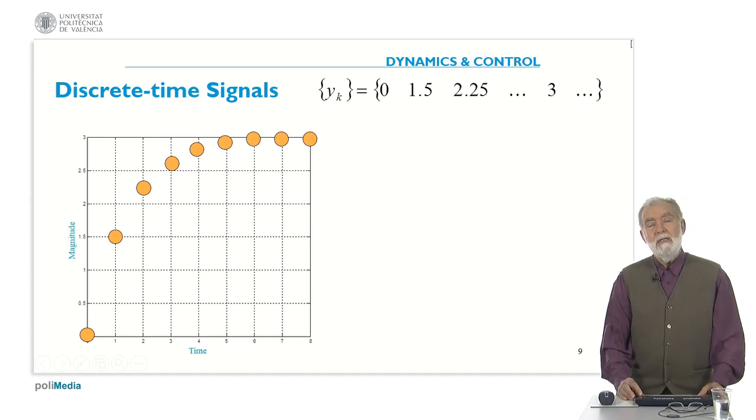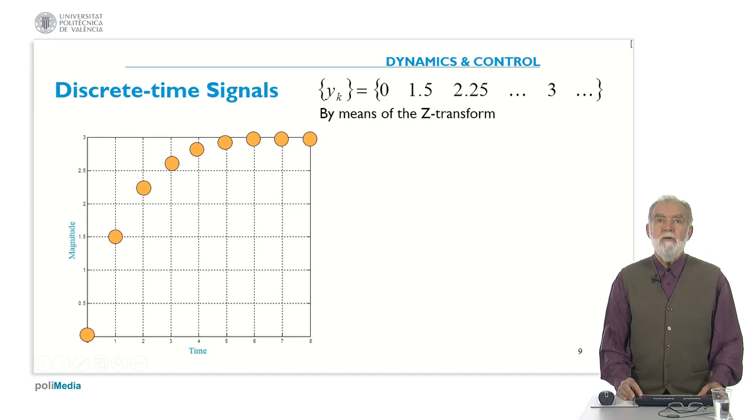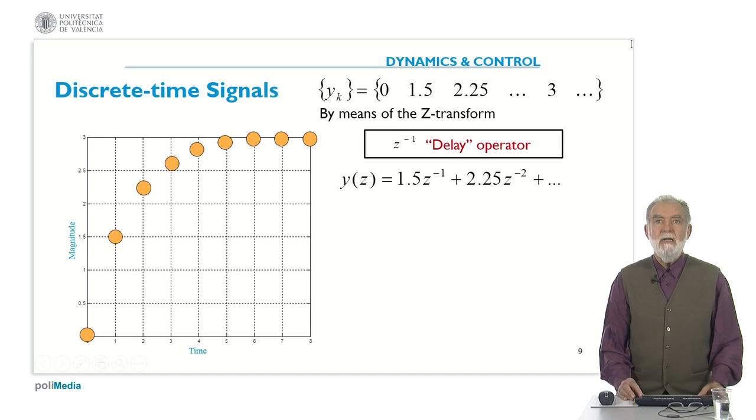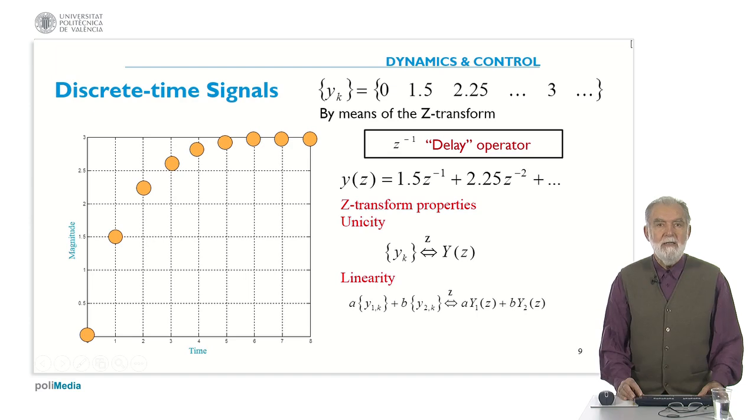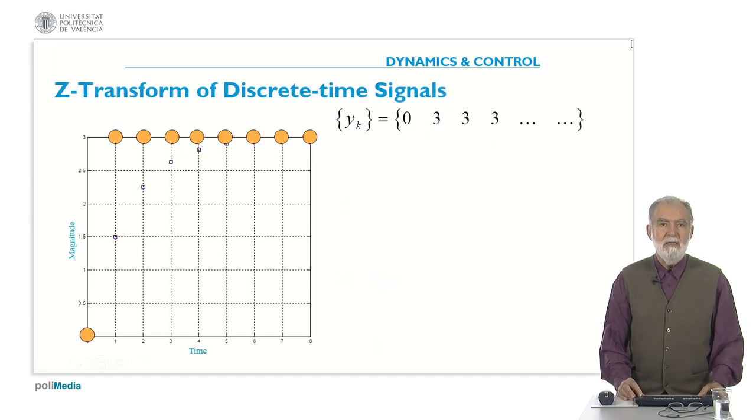We can do this similar thing with the discrete time signals. You remember, if we have this sequence of values, then the Z transform using the delay operator was derived like this one. So the Z transform has also similar properties. It's unicity as before, it's linearity as before, and also the delay is just multiplied by Z minus D, if this is the delay.